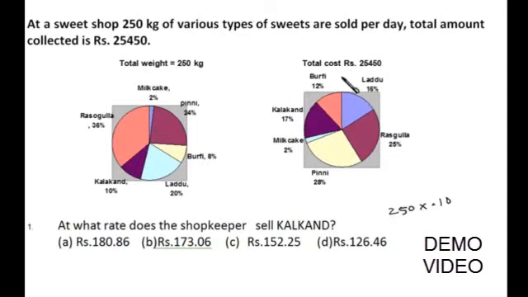If the total cost is divided by the quantity, we will get the rate per kilo. Now what is the total amount that is arrived by selling Kalakand? That is 17% of 25450, right? So it's 25450 into 0.17, right?